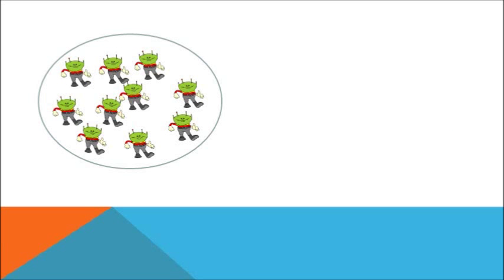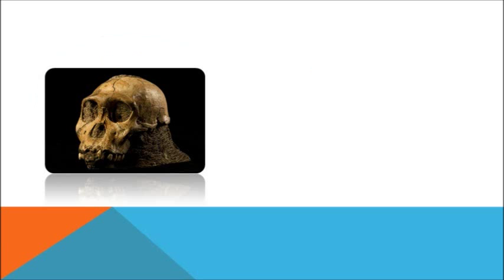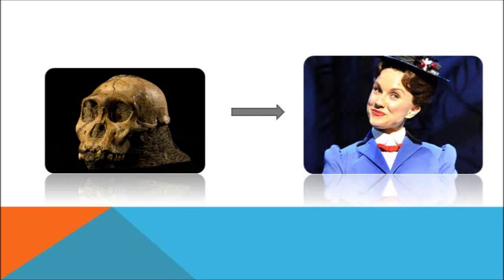To answer our original question, if we saw that all the gronks in our sample were green, and from that drew the conclusion that all gronks were orange, that would be illogical. By the same token, if from the skull of an Australopithecine we drew the conclusion that the living creature looked something like this, that would be illogical.